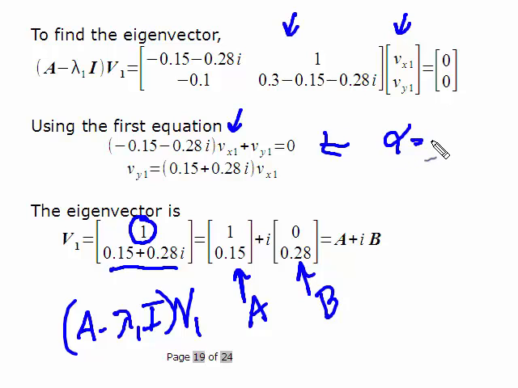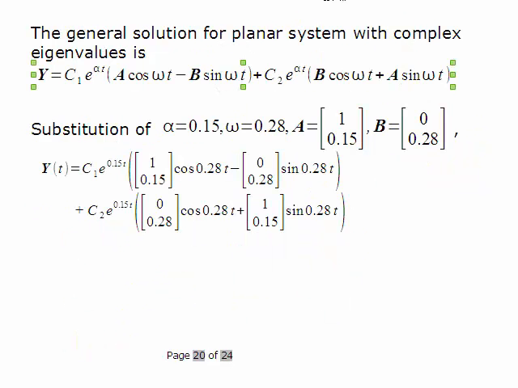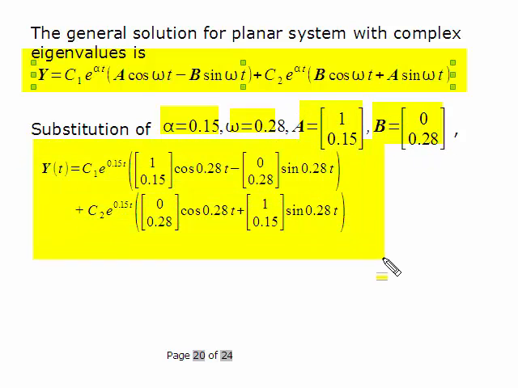What's alpha? Okay, 0.15. Omega was 0.28. And here's A, and here's B. So now I can go use the solution that I derived previously. And here's that solution written again for reference. It's right here. Now I'll substitute the alpha, the omega, and the vector A and vector B, and I end up with the solution.